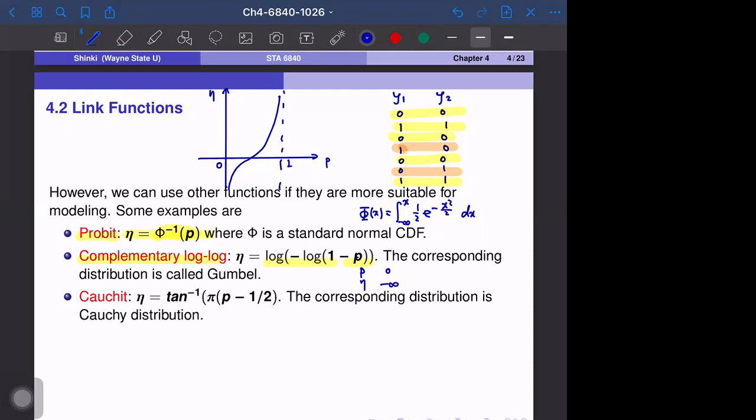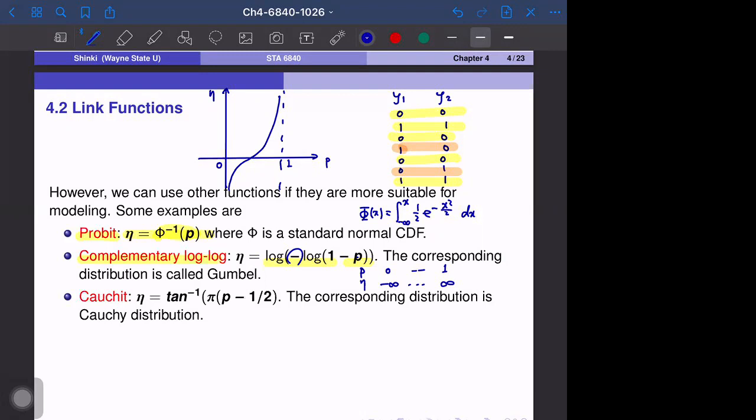Slightly negative, so negative 0. Then we have the negative sign, so positive 0. Log of positive 0 is negative infinity, so eta is negative infinity. In the same way, as p approaches 1, log of 0 approaches negative infinity, with the negative sign, so positive infinity, so eta becomes positive infinity. So still the p ranges from 0 to 1, and eta ranges from negative infinity to positive infinity.